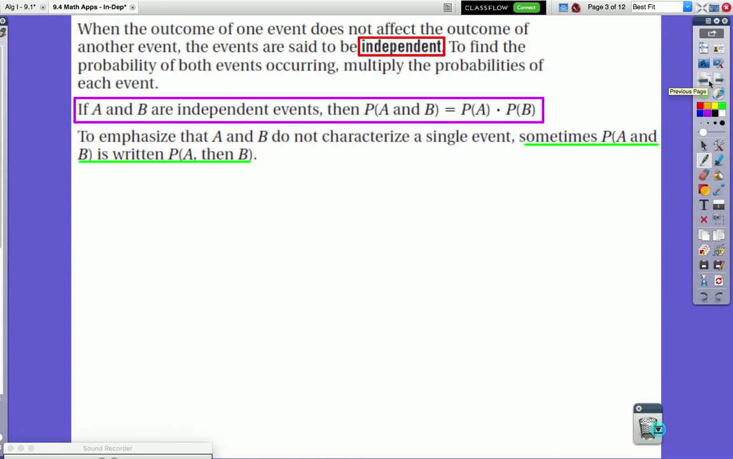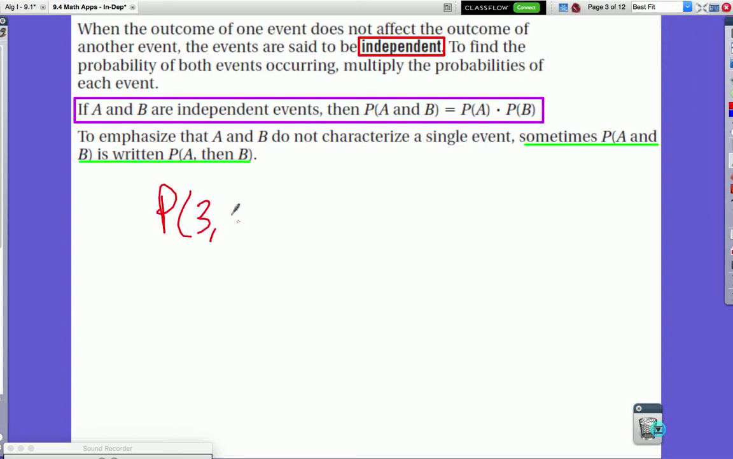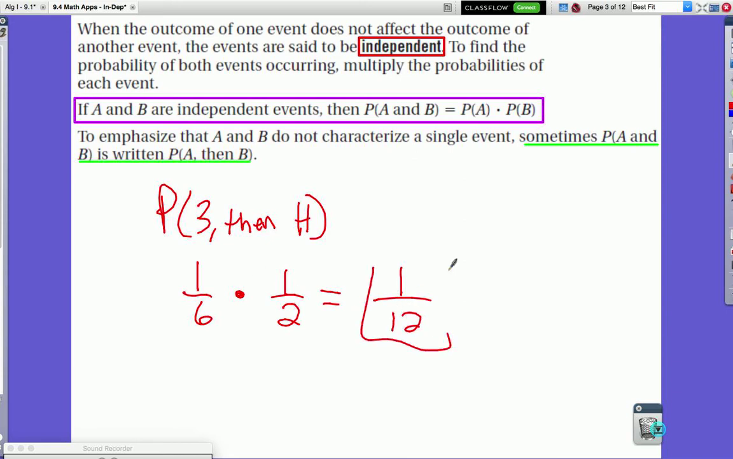So it says when the outcome of one event does not affect the outcome of another, the events are said to be independent. Then to find the probability of both occurring, multiply the probabilities of each event. So on the last page, the probability of rolling a 3, then getting heads: the probability of getting a 3 on a dice is 1 out of 6. Probability of getting heads, 1 out of 2. We multiply them together. So there is one successful outcome out of 12 possible. This is our probability.